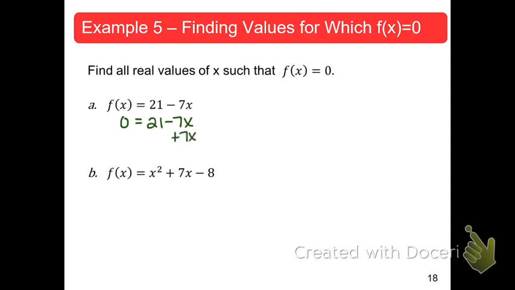So I'm going to add this 7x. That gives me 7x equals 21. I'm going to rewrite that here. Divide by the 7. And so we get x equals 3.